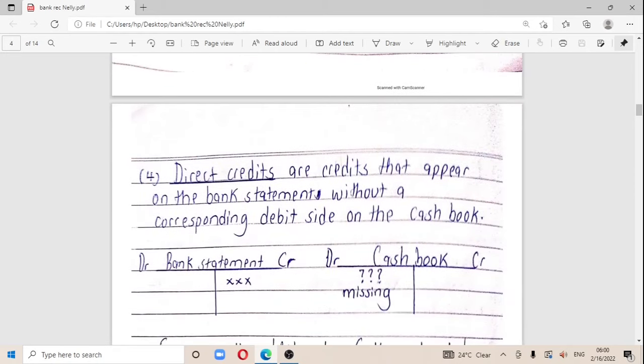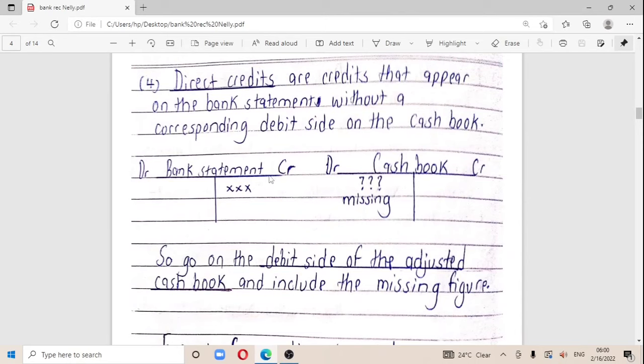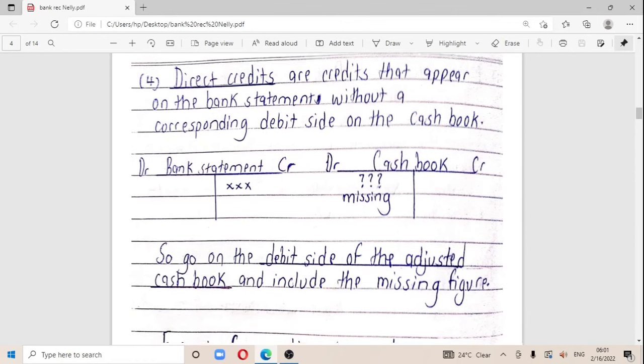Having known that, we also have direct credits. From the word itself, these are credits that appear on the bank statement, but without a corresponding side on the cash book. And this is how it will appear. It will be on the credit side of the bank statement in the question, and on the cash book it will be missing, and it will require you to solve for it. That is by going to the debit side of the adjusted cash book and including the missing figure.